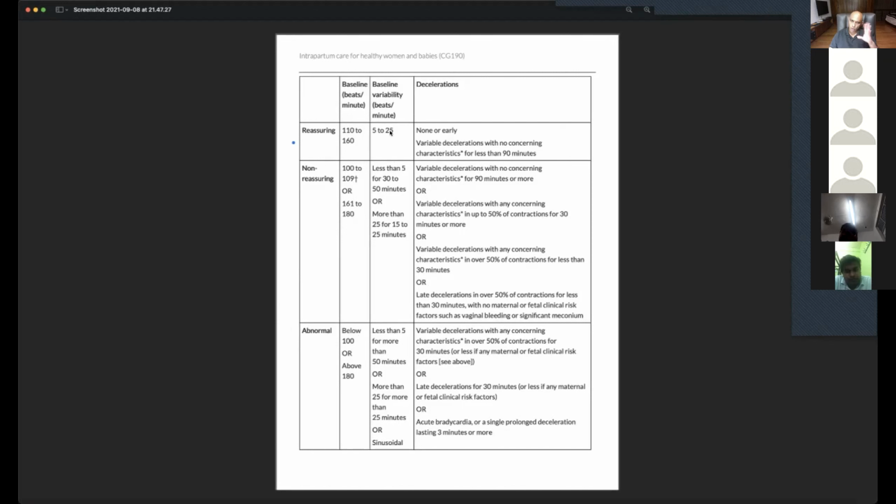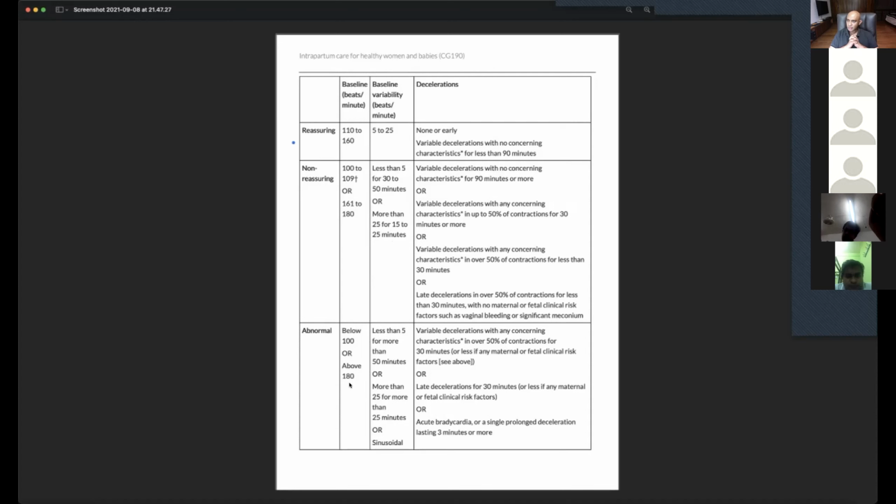5 to 25 is normal, which means less than 5 and more than 25, there's a problem. How it's divided into non-reassuring and abnormal is just time. Less than 5 for 30 to 50 minutes is non-reassuring, while less than 5 for more than 50 minutes is abnormal. More than 25 for 15 to 25 minutes is non-reassuring. More than 25 for more than 25 minutes is abnormal. And remember, sinusoidal is also abnormal. So that is very simple.